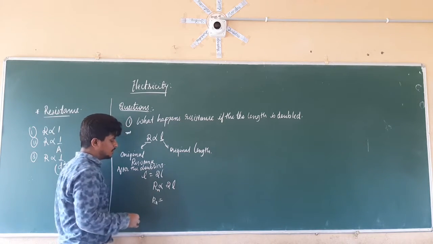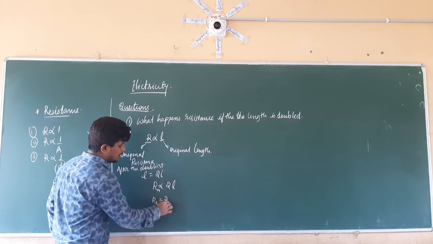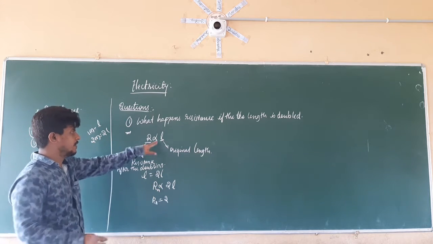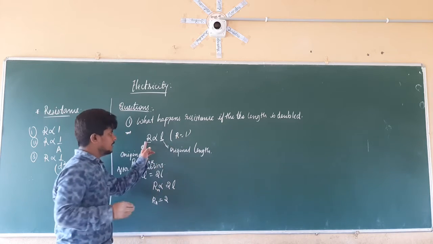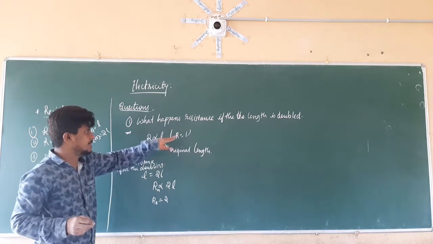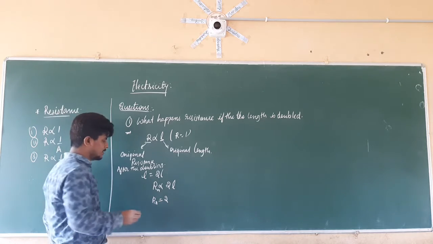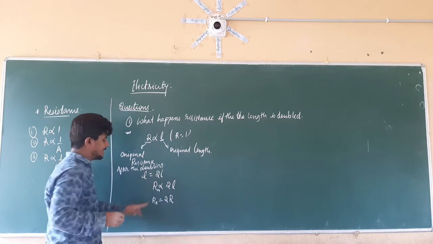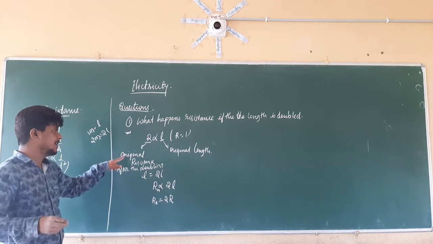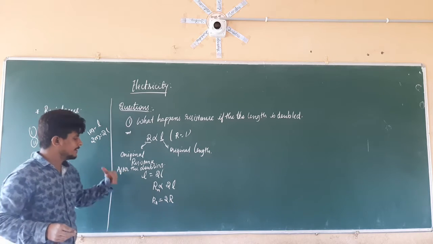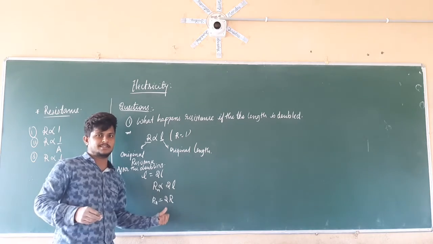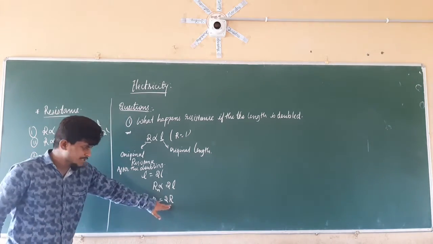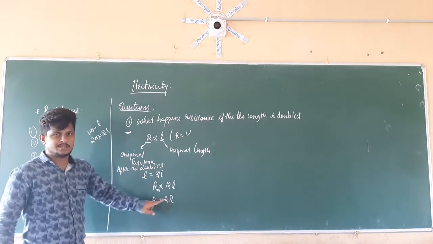So Rn is equal to 2 times R, where R is the original resistance. So what is the new resistance here? The new resistance is 2 times the original resistance.